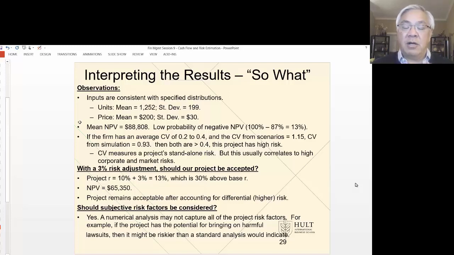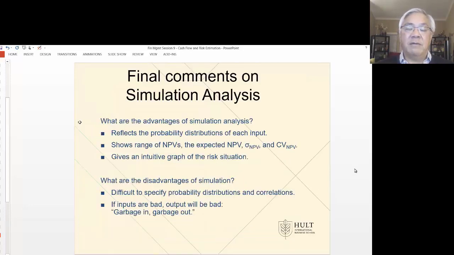With a 3% risk adjustment, should our project be accepted? If we have the rate of return go from 10% to 13%, then the NPV drops, and it drops to 65,000. Now, it drops, but it's still positive. Therefore, even with a 3% increase in risk, because we didn't like the CV, even if we did that adjustment, we're still in good shape. So it's a riskier project than our standard, but even with a compensation for that risk, it still looks pretty good. We'll have some final comments on simulation.